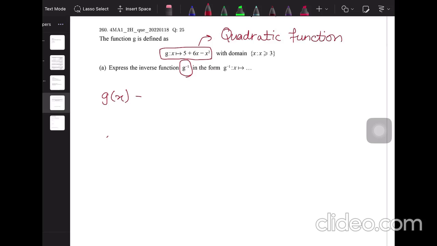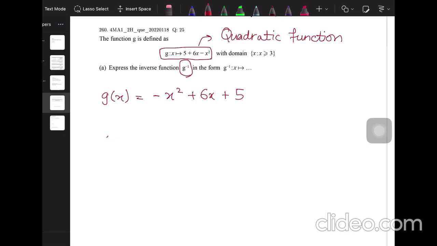So it's better to first write the quadratic in its general, standardized form: x squared first, then 6x, and then the constant at the end. I have just rearranged the terms so that we have the general form of a quadratic equation. Since we are required to find the inverse, it's better to use the completing square method.